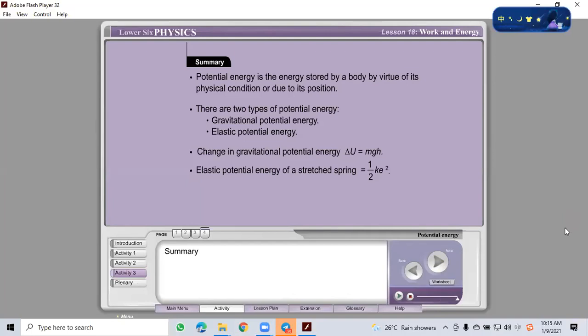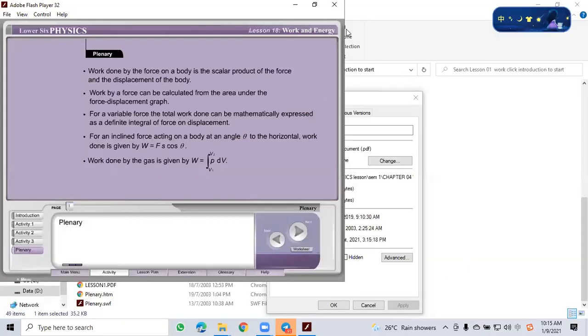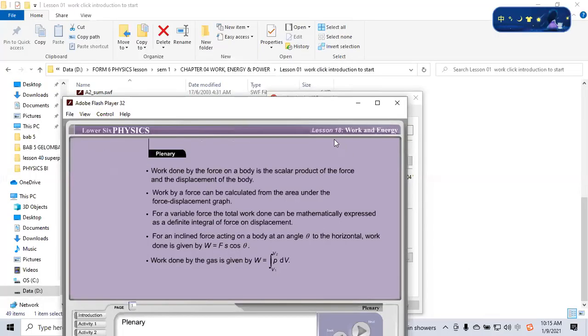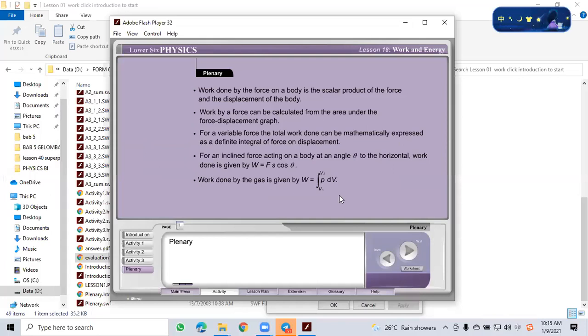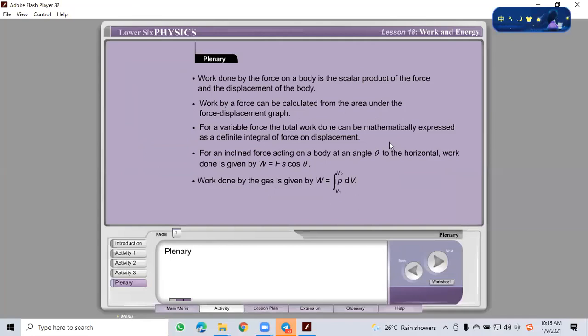Ladies and gentlemen, the summary of today's lesson is: first, the work done by a force on a body is the scalar product of the force and the displacement of the body. Next, work by a force can be calculated from the area under the force displacement graph.